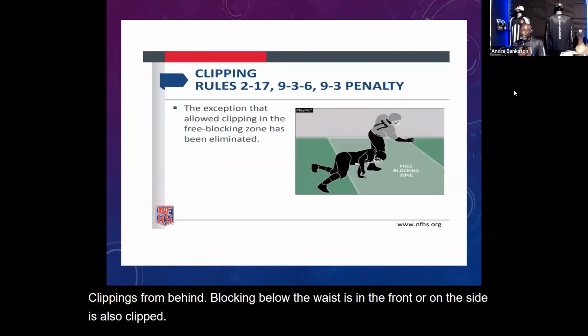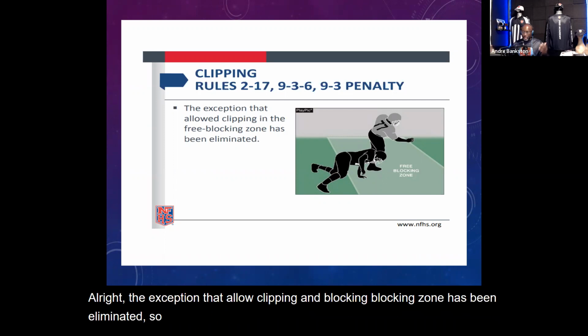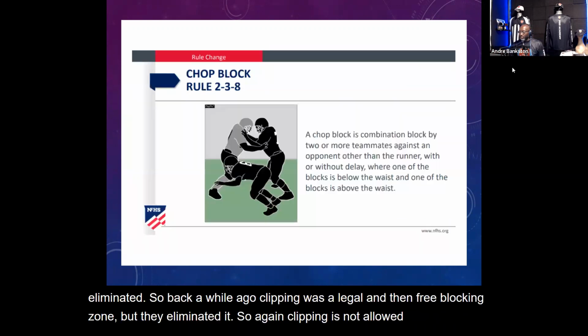All right. The exception that allowed clipping in the free blocking zone has been eliminated. So back a while ago, clipping was legal in the free blocking zone, but they eliminated it. So again, clipping is not allowed anywhere on the field.